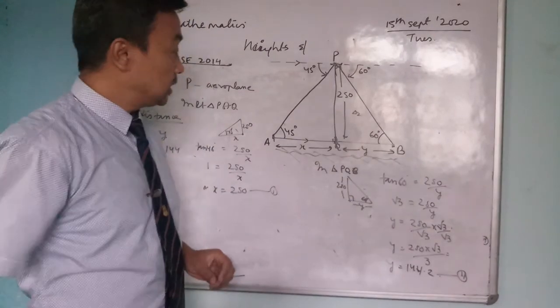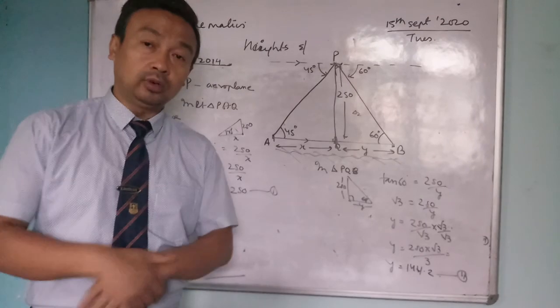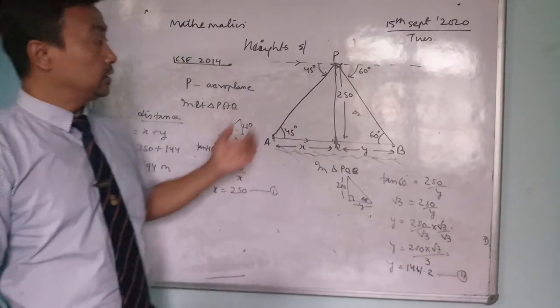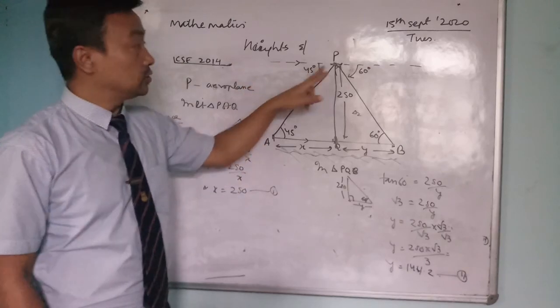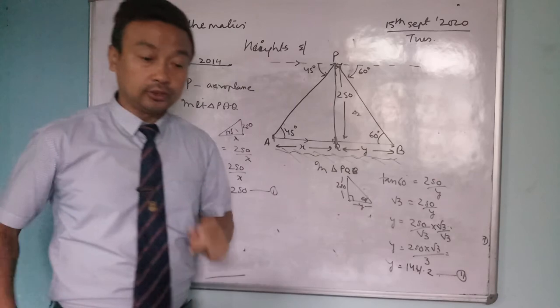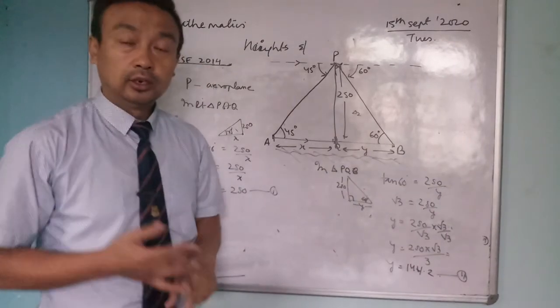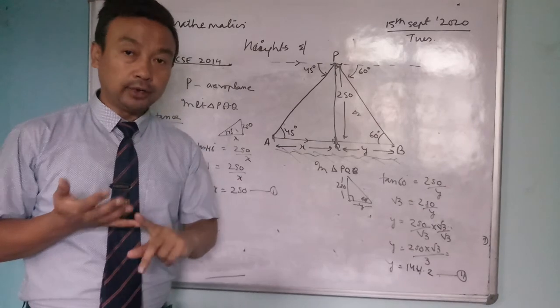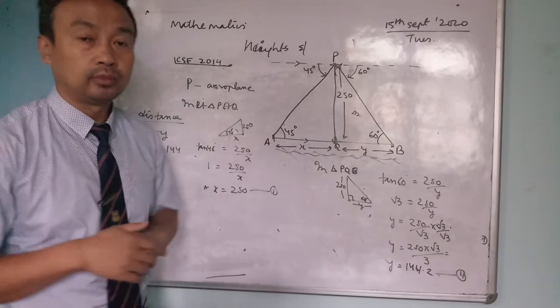In the next class, I will solve two or three more heights and distances problems. Then we will go to another chapter. Till then, keep practicing. In your exercise book, you have to do exercise 22B. Do questions from 1 to 10. Okay? Have a nice day.